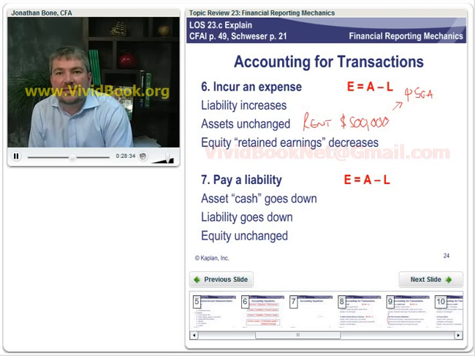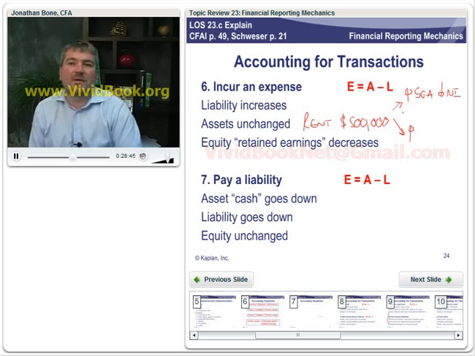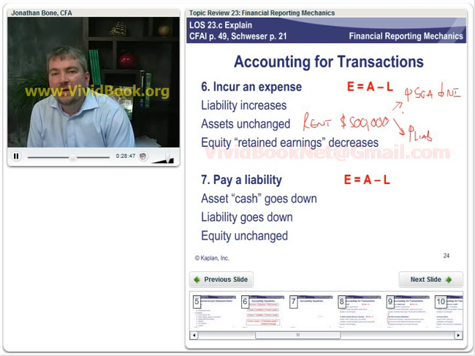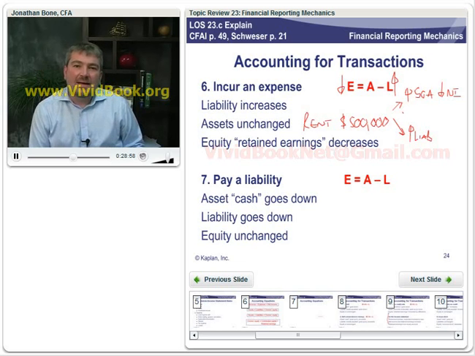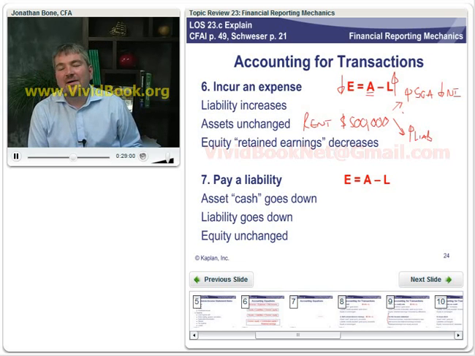The other side, because we've yet to pay, we need to record this as a liability. So we're going to increase a liability, indicating that we owe our landlord, presumably, $500,000. So notice what's happening here. Liabilities are going up. Equity is going down by the same amount. Assets are unaffected.